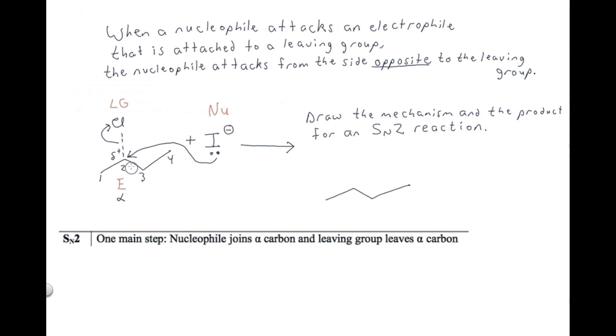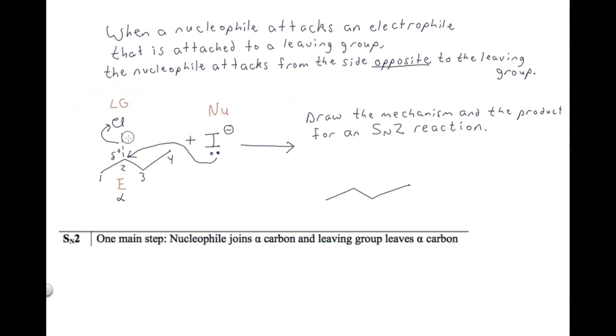But notice that carbon 2 is a stereocenter. That means that the way we draw this geometry matters for getting full credit. We have to draw the geometry correctly using wedges and dashes. So should we show this iodide on a wedge or on a dash? Well, notice that we have a case here where a nucleophile is attacking the electrophile that's attached to a leaving group. So the nucleophile has to attack from the side opposite the leaving group.